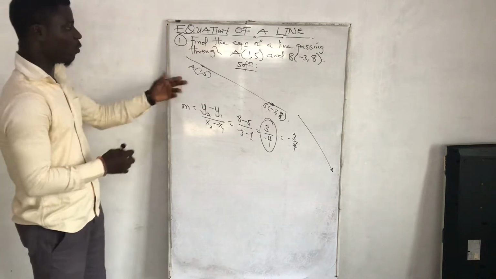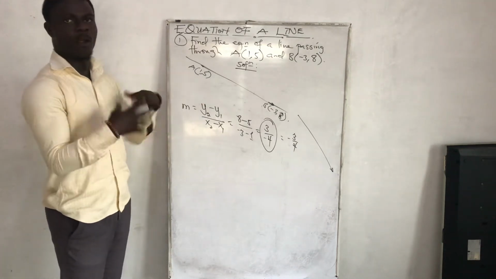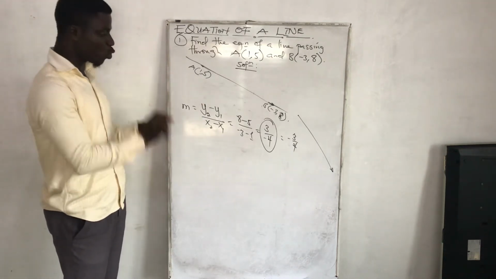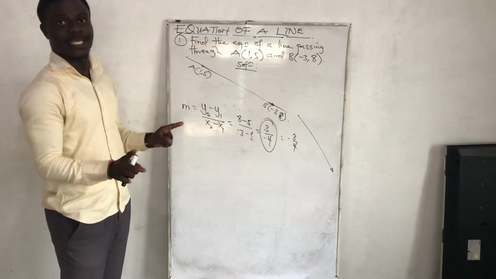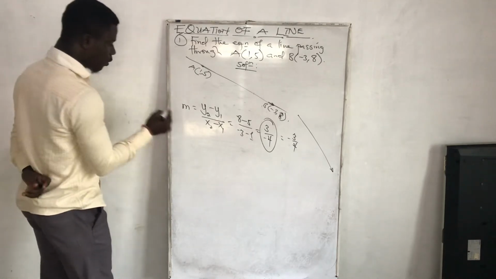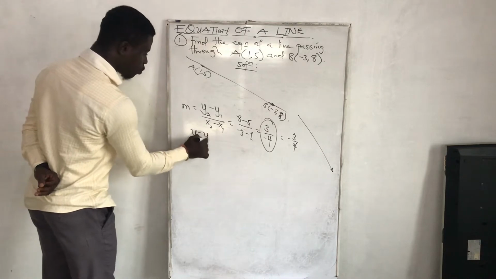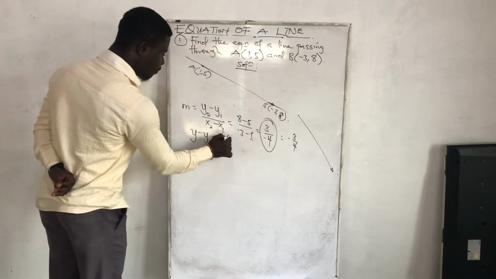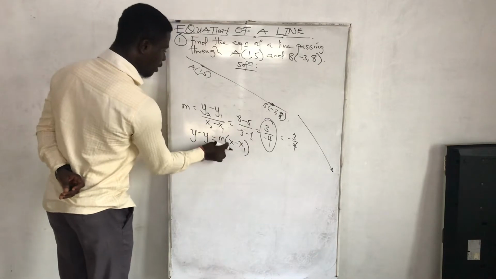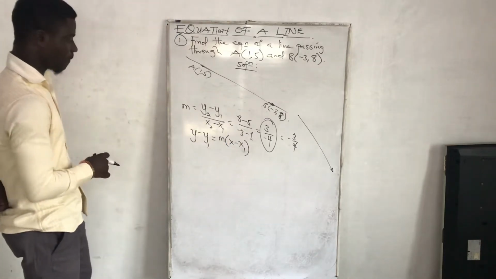So we can find the equation using any point. If you solve it well, we will get the same answer. So we can quote our formula, which is y minus y1 equals m times x minus x1. So this gradient is multiplying the expression.